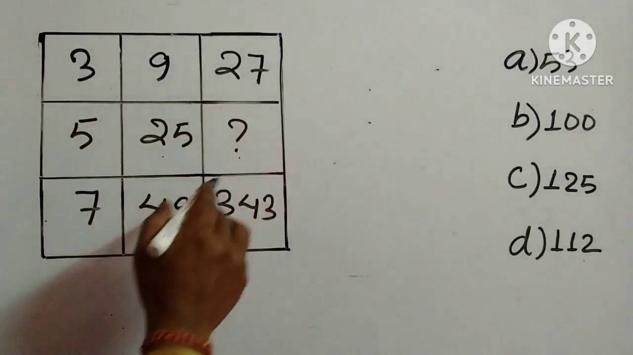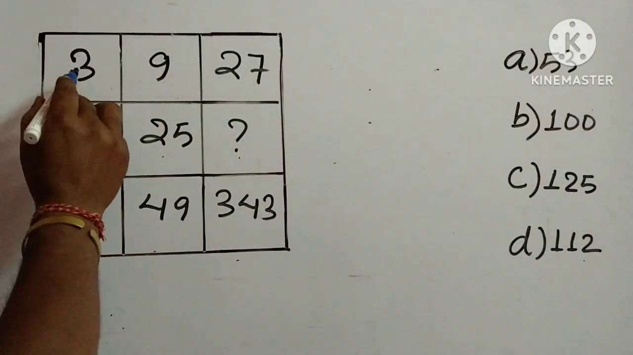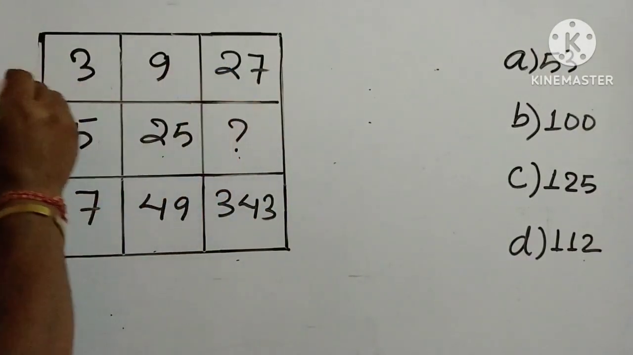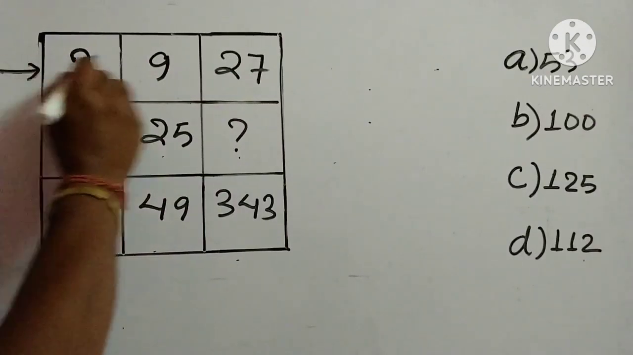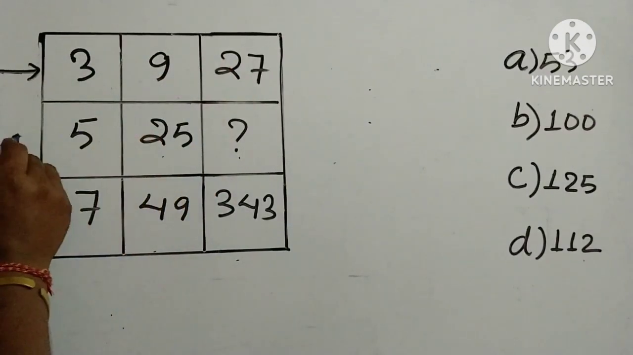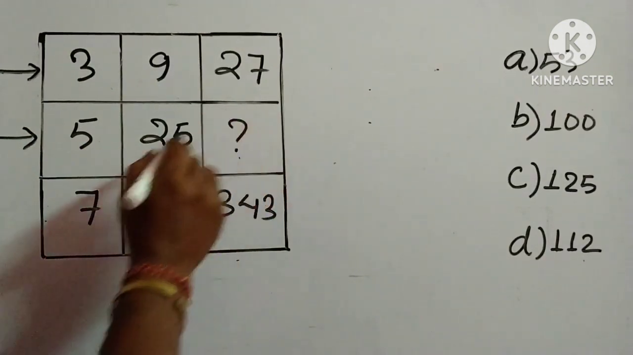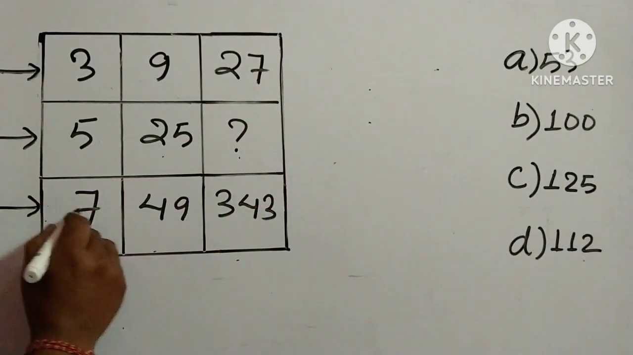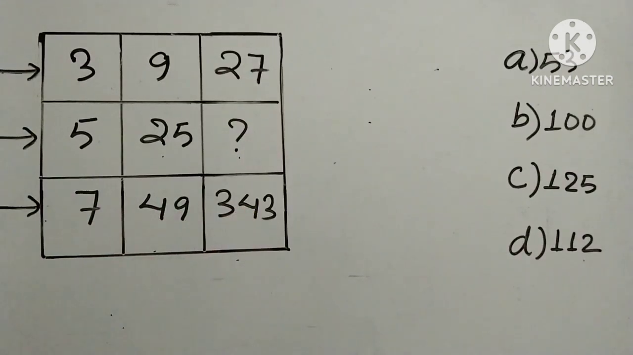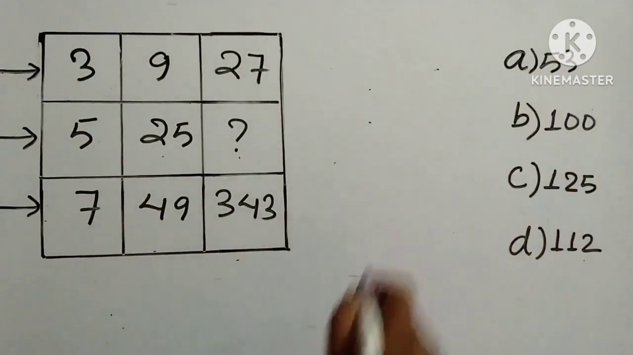This is a question of number puzzle where we have 3, 9, 27 in this row. Your horizontal is the row, and in the middle row we have 5, 25. We need to find out this number. And the last row we have 7, 49 and 343. The four options are given.